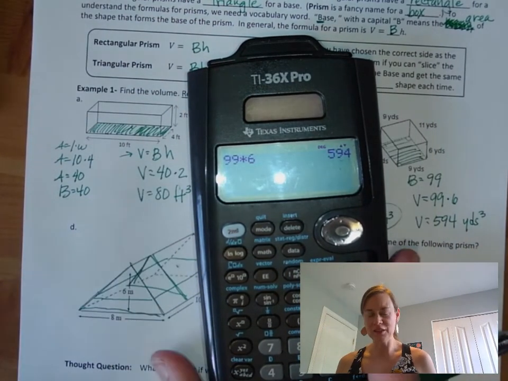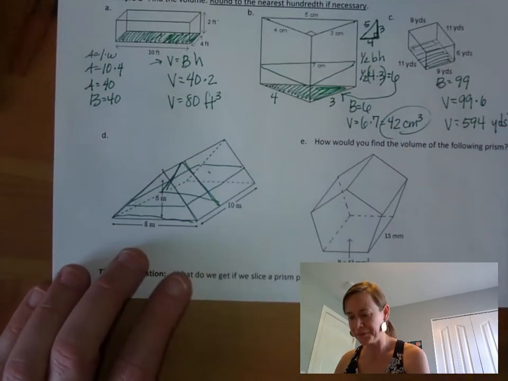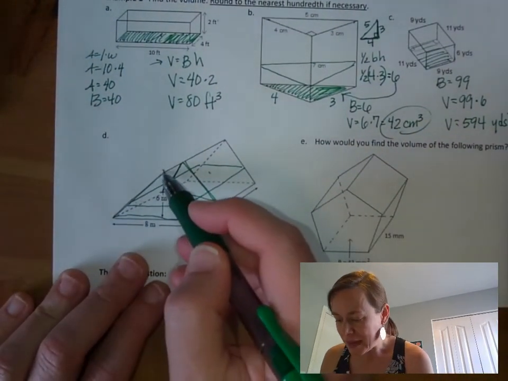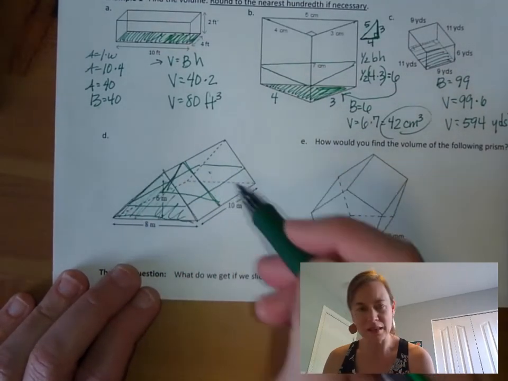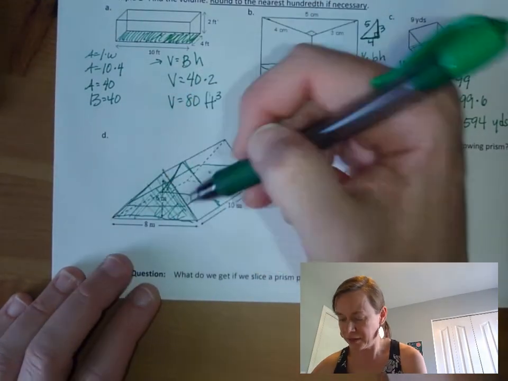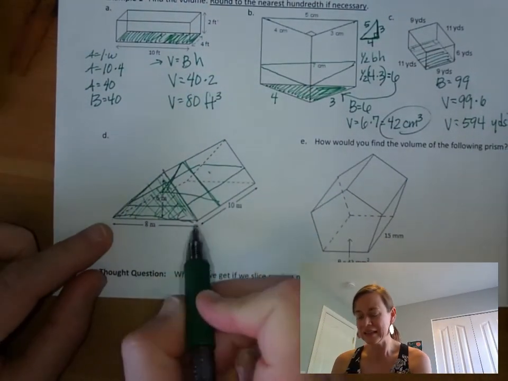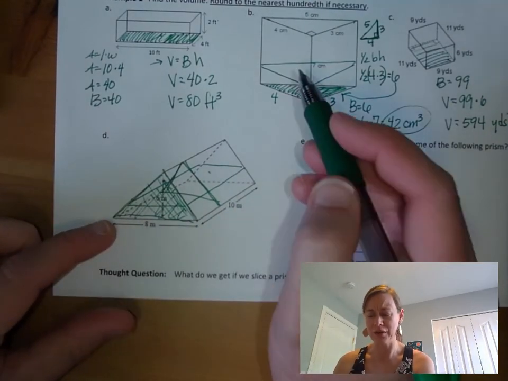All right, let's look at the next one. I've already scribbled all over this one, so hopefully we can still read it okay. As we talked about, the base of this shape is really this triangle here. You could certainly say the back triangle too, it doesn't matter, they're the same. So I'm just going to kind of color this in, and our length, our base, and our height are much easier to see here than they were there.